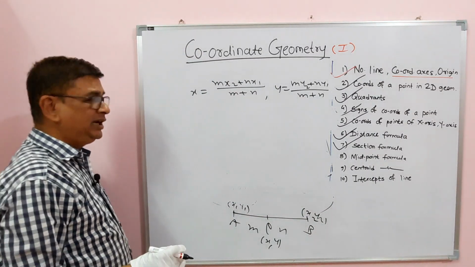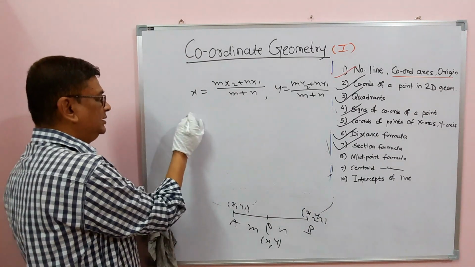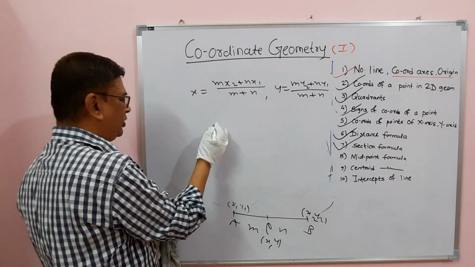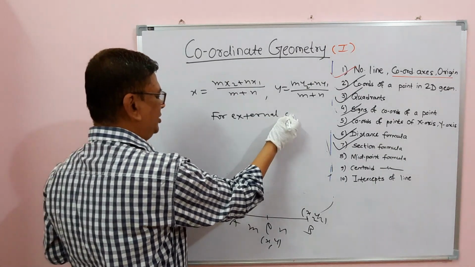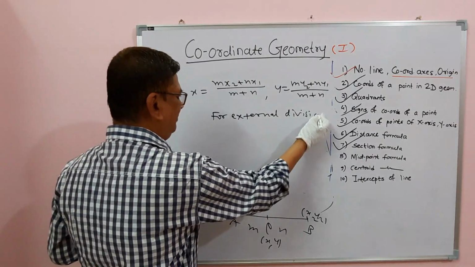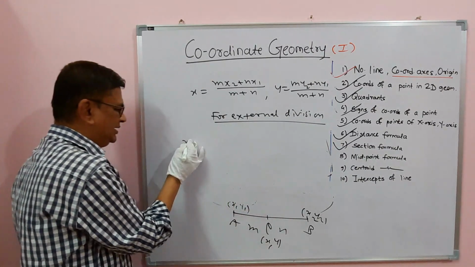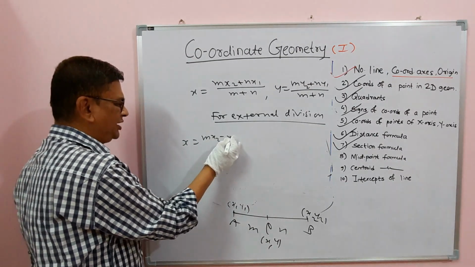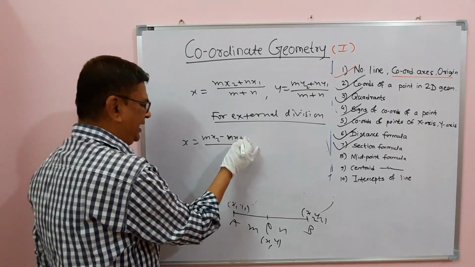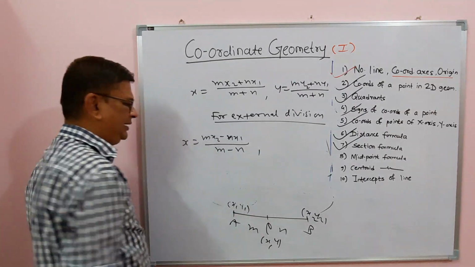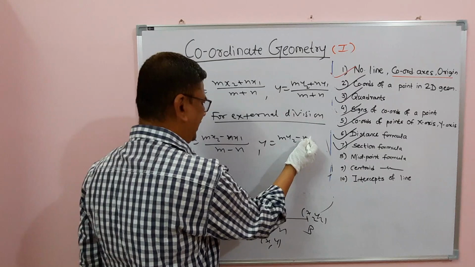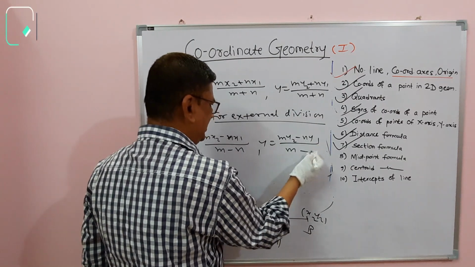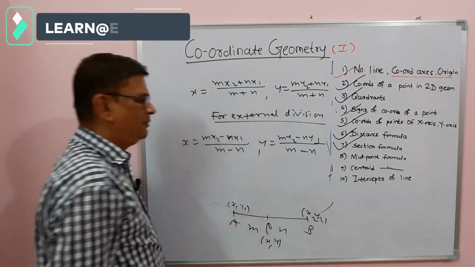If the external division is there, then the same formula, only for external division the plus will be replaced by minus. That is, the x coordinate in case of external division will be given by x equal to (mx2 minus nx1) upon (m minus n), and the y coordinate y equal to (my2 minus ny1) upon (m minus n).